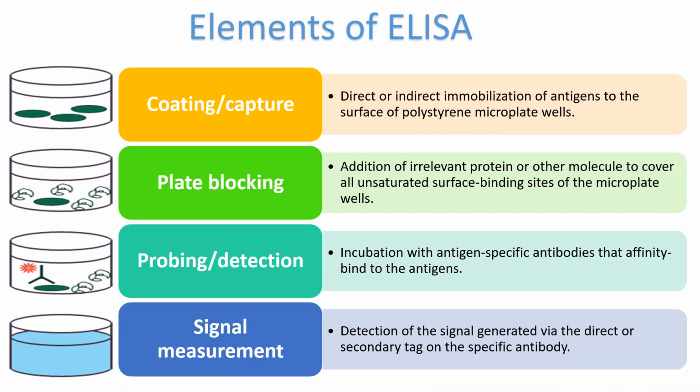The elements of ELISA are, first, coating and capture: direct or indirect immobilization of antigen to the surface of polystyrene microplate wells. Then plate blocking: addition of irrelevant proteins or other molecules to cover all unsaturated surface binding sites of the microplate wells. Then detection: incubation with the antigen-specific antibody that binds to the antigen with affinity. And lastly signal measurement: detection of the signal generated via the indirect or direct method. Indirect means a secondary tag on that specific antibody.